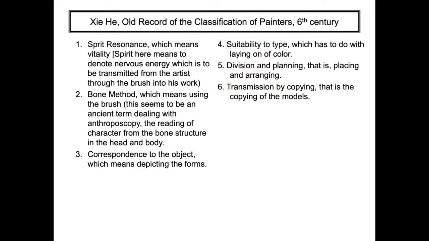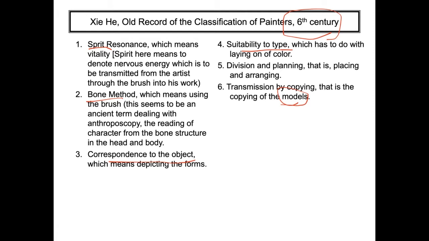This painting really shows well the main components of painting. This is even earlier than Kyunghee's theory. So here again, number one, spirit. Number two, bone method, like brush strokes. Number three, correspondence to objects, meaning realistic, right? And suitability to type, like colors. And then division and planning, like composition. And then number six, transmission by copying, based on models. So there are six classifications of painters.